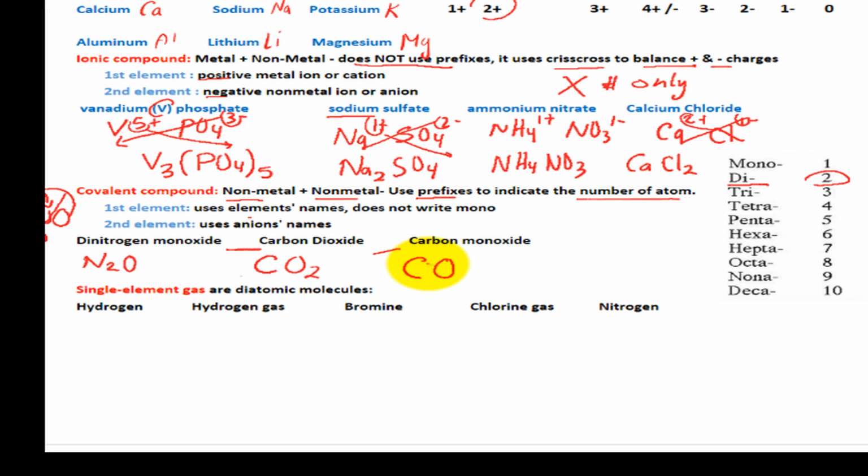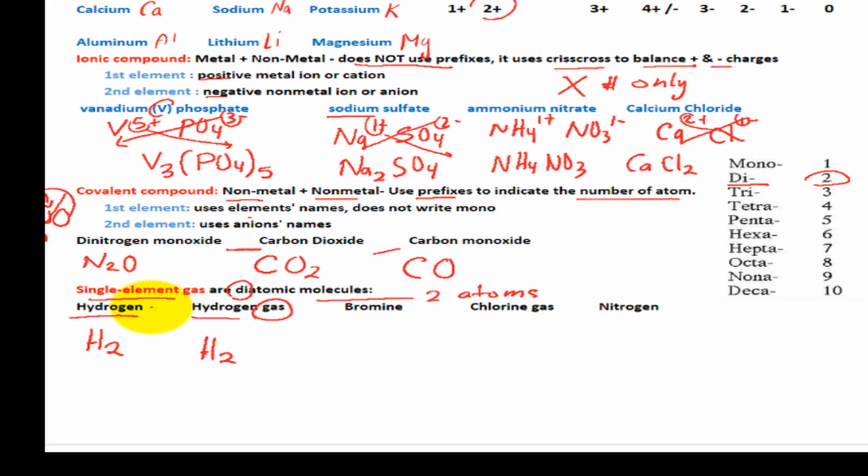And lastly, we have another type of substance. It's called a single element gas, a diatomic molecule. Think of the prefix di. That means there are two atoms in the molecule. Okay? So here we have hydrogen bonded with another hydrogen. It would make H2. Here I have hydrogen gas. It is the same thing. The only thing extra is just that one.